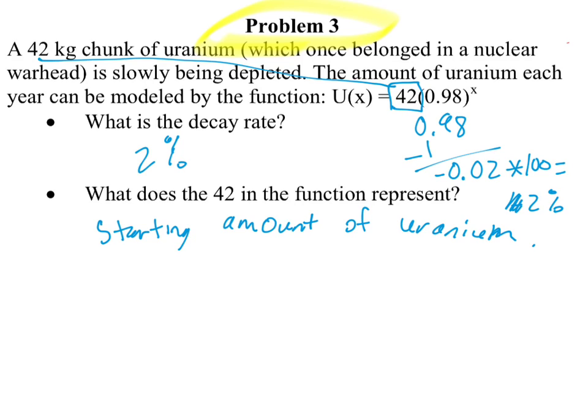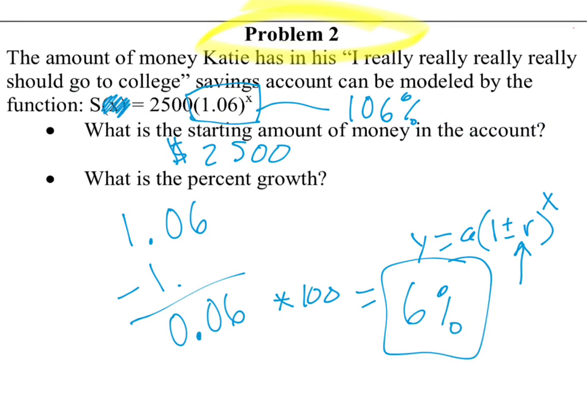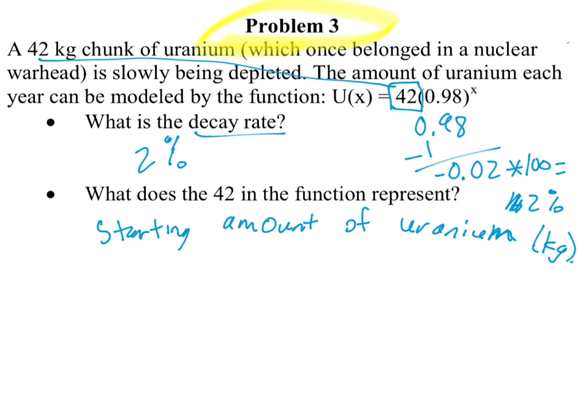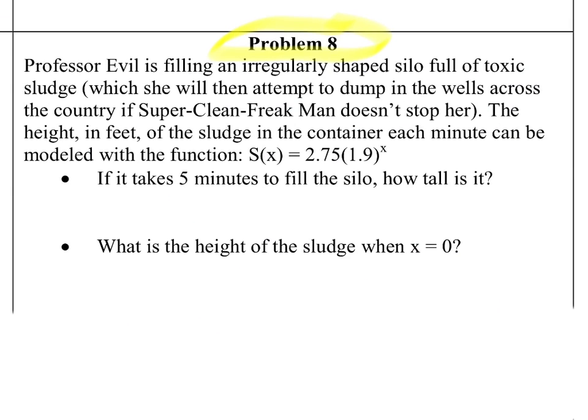I do want you to add in the detail of what is 42. So this is 42 kilograms of uranium, and we'll put parentheses kilograms there. So there's that. A couple of problems where we interpret the parts, you need to know what decay rate means and percent growth. That's just looking at what's the percent change there.